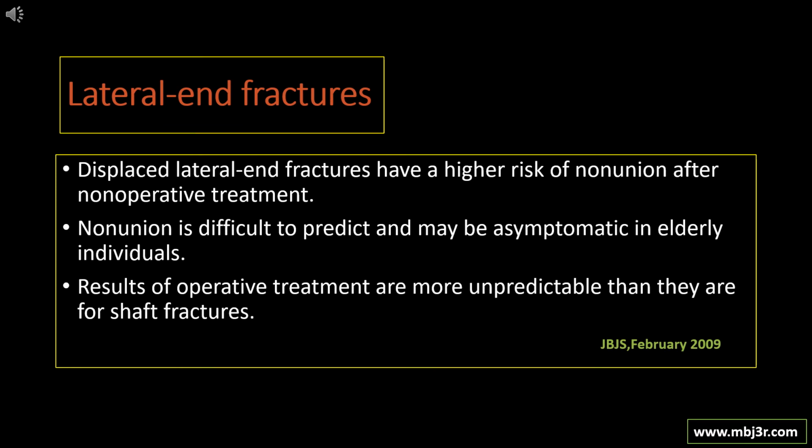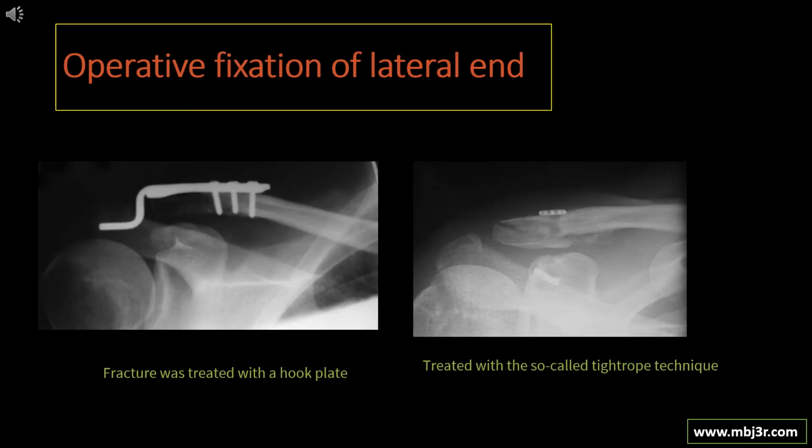There was a study on lateral end clavicle fractures in JBJS 2009. Displaced lateral fractures have a high risk of non-union after non-operative treatment according to this study. Non-union is difficult to predict and may be asymptomatic in elderly individuals. Results of operative treatment are more unpredictable than they are for shaft fractures. In these two X-rays you can see operative treatment of lateral end clavicle. In the first X-ray it was fixed with a hook plate. In the second X-ray the lateral end was fixed with a tightrope technique.